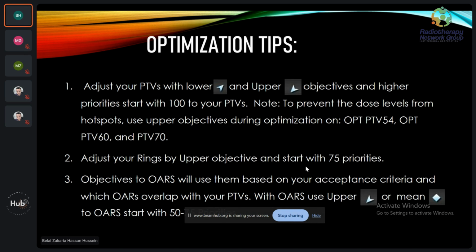Objective during level 1: if we hold level 1, we can add different uppers to the organ at risk one by one and see the result for the organ at risk. If you start the organ at risk with a priority of 50, you can then add the mean dose for the organ at risk accepted by the mean dose, or for the organ at risk accepted by the upper. For example, the brainstem or the spinal cord can be controlled by the upper objective.